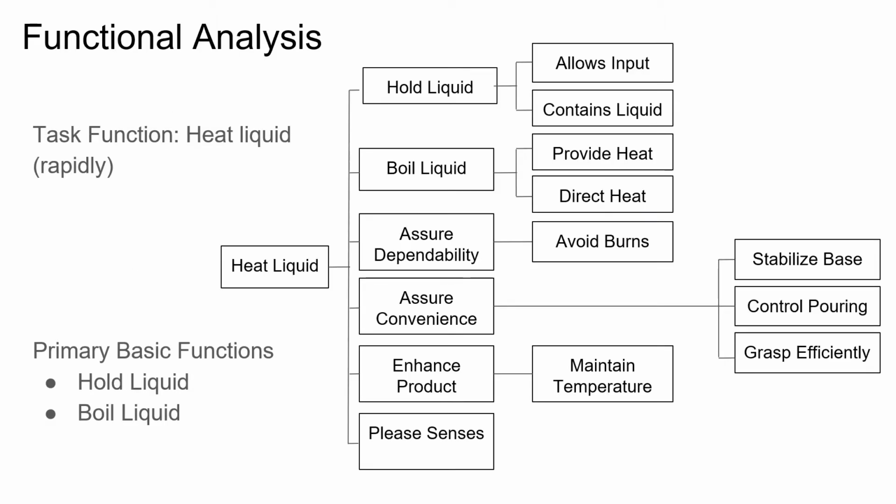We began with functional analysis system technique, otherwise known as FAST diagrams. So the task function is to heat the liquid rapidly in our case, and to do so requires the primary basic functions of holding the liquid and boiling the liquid. Holding the liquid requires allowing input of liquid into the device and then containing this liquid for subsequent boiling. Boiling, meanwhile, requires heat being provided to the device and directing this heat into the liquid itself.